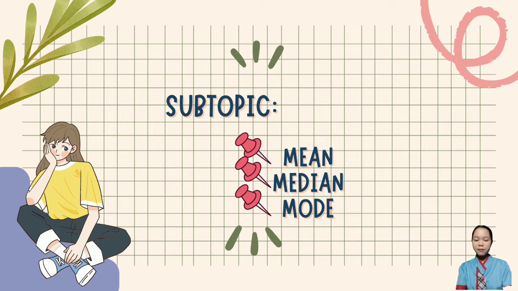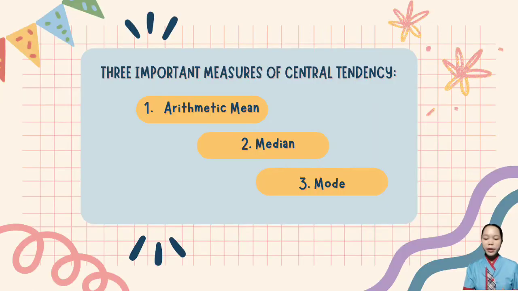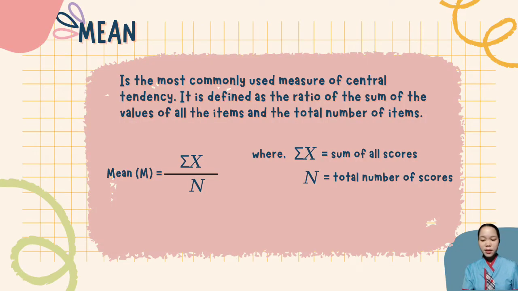Let us first define measures of central tendency. Measures of central tendency provide a description or summary of the data set as a whole. So it aims to provide an accurate description of the entire data. There are three important measures of central tendency, and these are arithmetic mean or simply mean, median, and mode. Now, let us first discuss the mean.